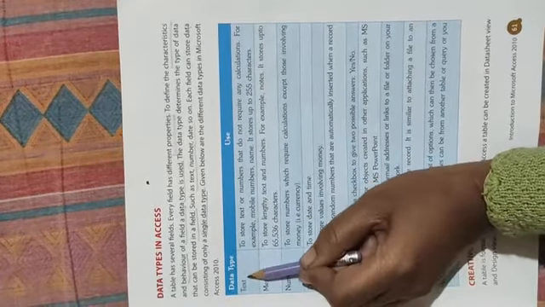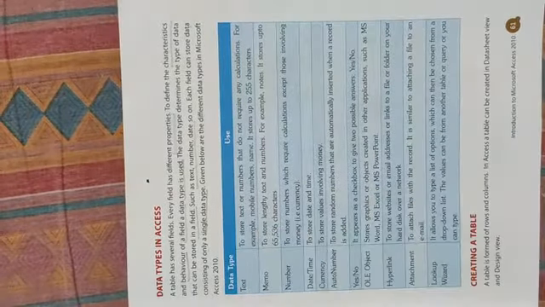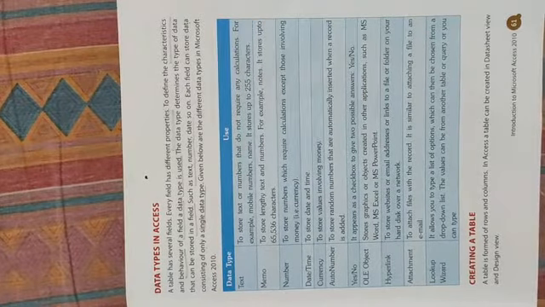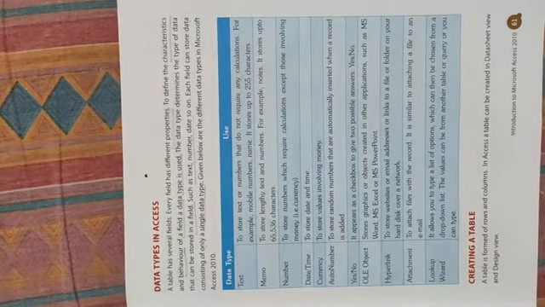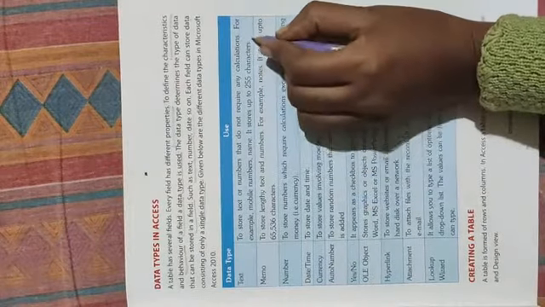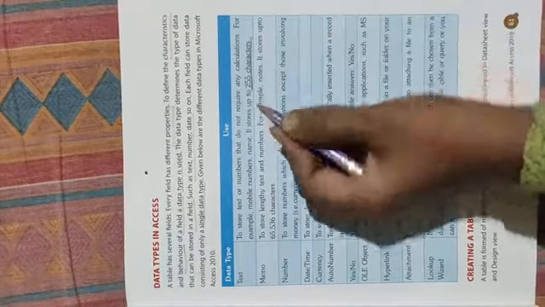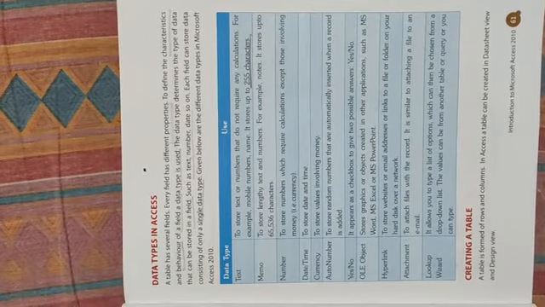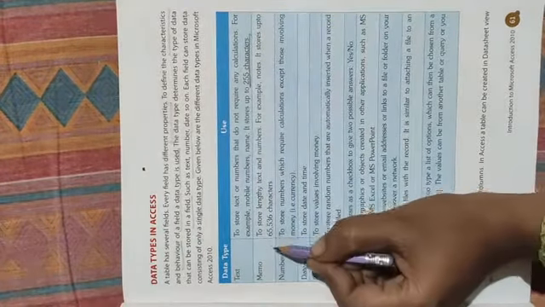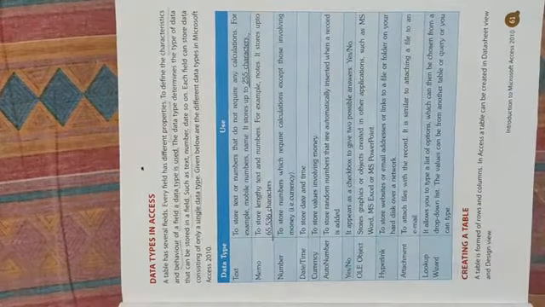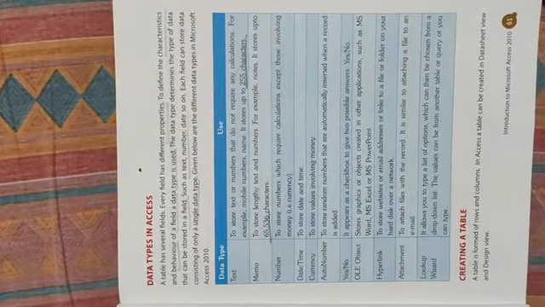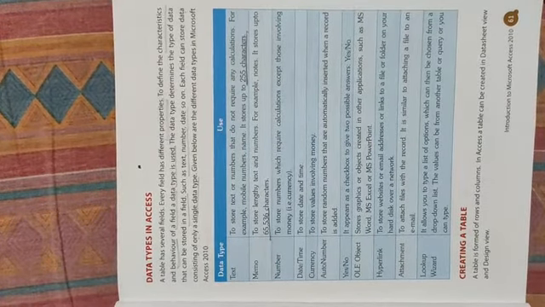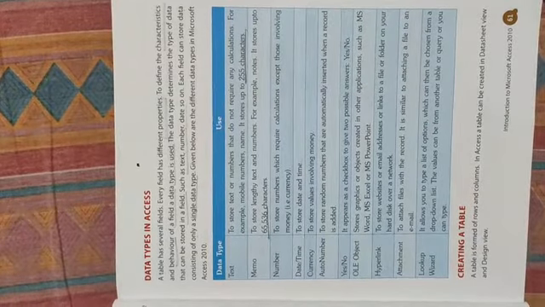Data type first is text. To store text or numbers that do not require any calculation, for example mobile number, name. It stores up to 255 characters. Okay, underline this word. Now memo. To store lengthy text and number, for example note. It stores up to 65,536 characters. Now number. To store numbers which require calculation except those involving money. Okay, money, and that is currency.